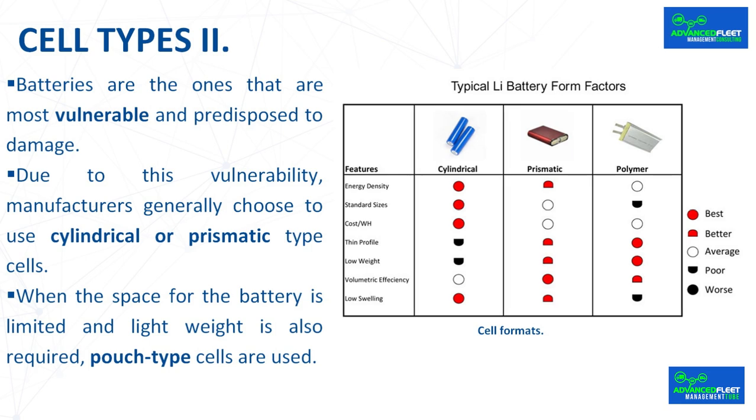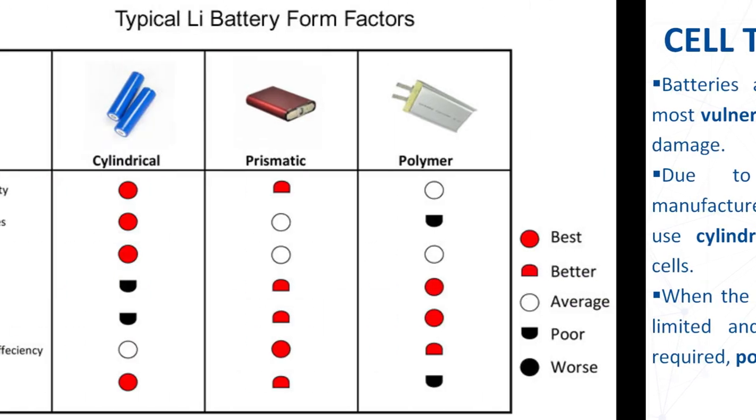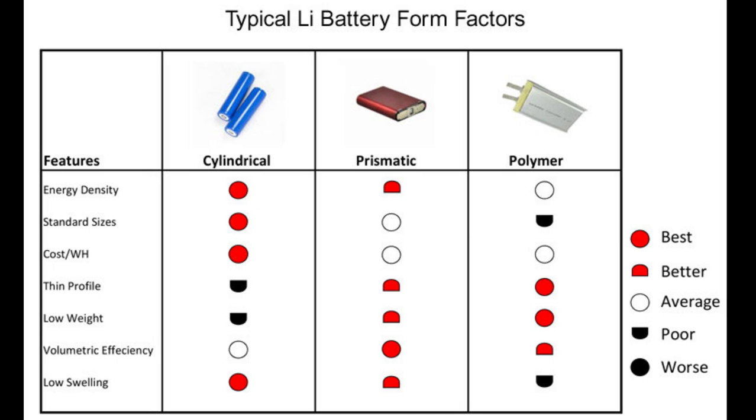Batteries are the components that are most vulnerable and predisposed to damage, since they are located under the body in the central part of the vehicle and can receive knocks and impacts. Due to this vulnerability, manufacturers generally choose to use cylindrical or prismatic type cells, which have a more robust or resistant casing, which reduces the risk of suffering considerable damage by making them more resistant to impacts and punctures.